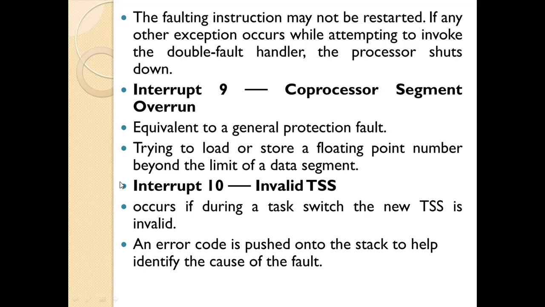Interrupt 10 is the invalid TSS, task state segment exception. It occurs if during a task switch a new TSS is invalid. Another condition is that an error code is pushed onto the stack to help identify the cause of the fault.